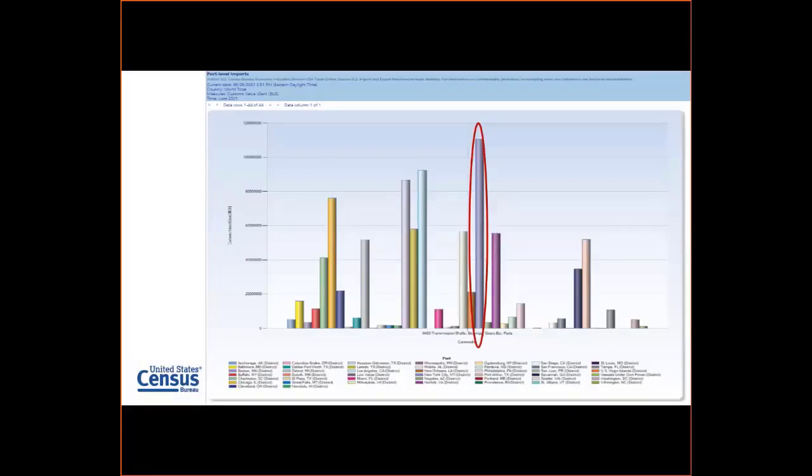And for this commodity, the transmission shaft, it's showing that by different ports in the continental United States. And circled in red, we see that in June of 2021, New York City, New York handled a large amount of this commodity.